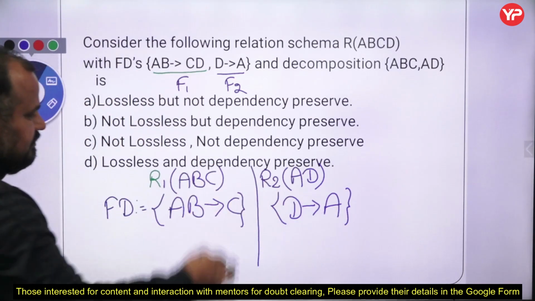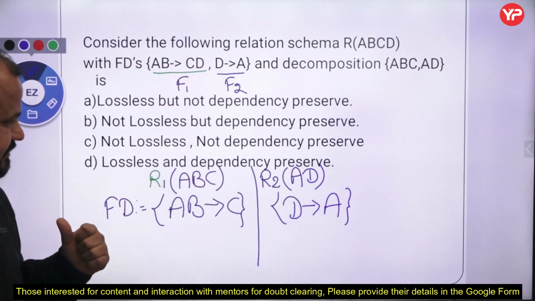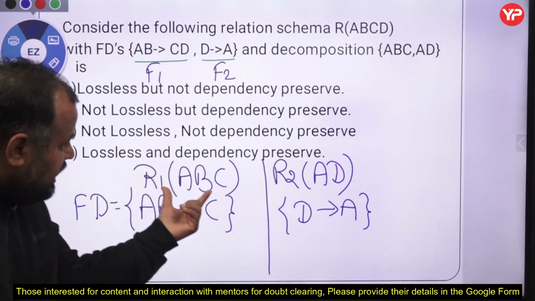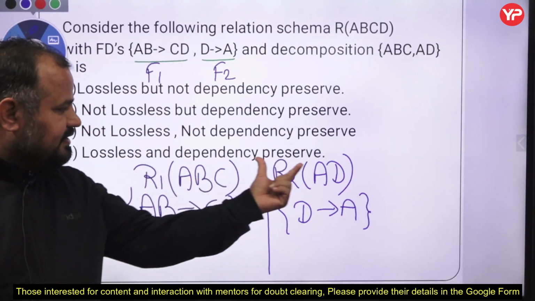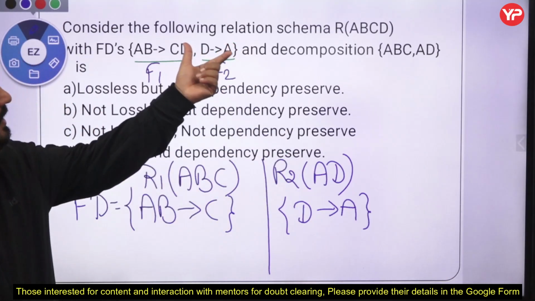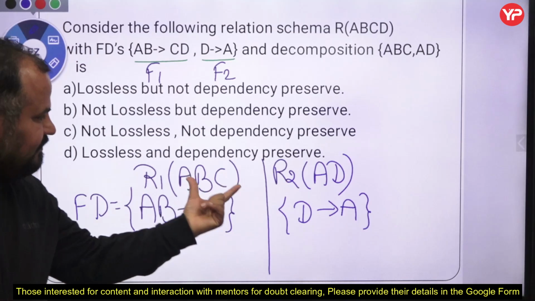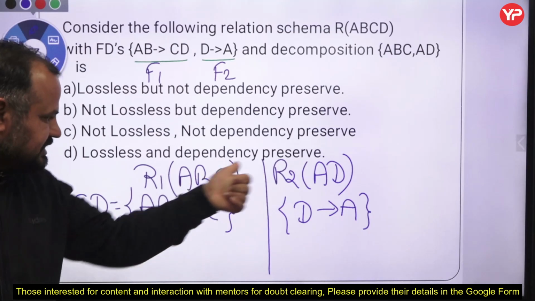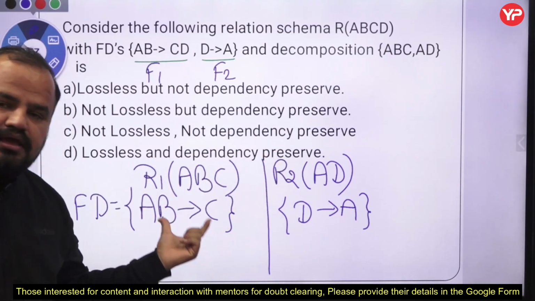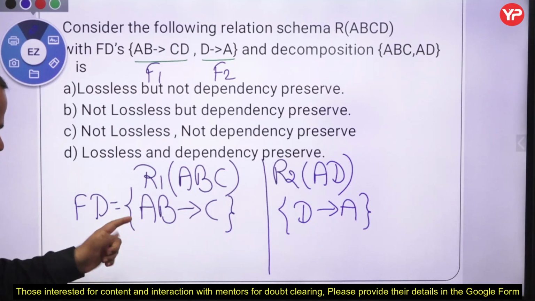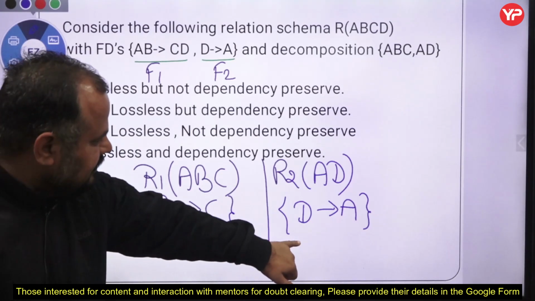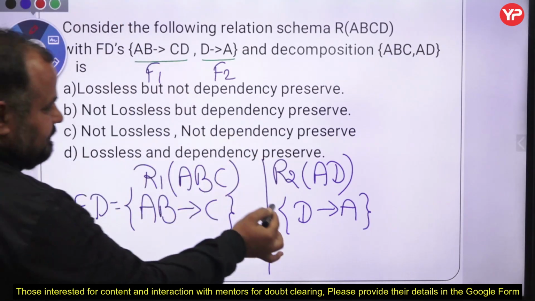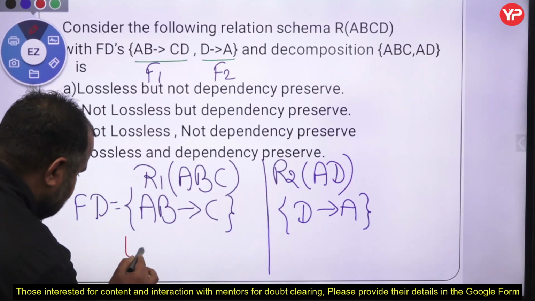Now tell me, is the decomposition lossless or not? What we have to check? The union of the attributes of R1 and R2, that is A, B, C and A, D, gives A, B, C, D, which is equivalent to R. Now is there any common attribute? Yes, A is the common attribute in decompositions R1 and R2. Now tell me, is A the key of any of the subrelations? No. Here the key is AB, here the key is D, so A is not the key of any of the subrelations, that's why it is not lossless.